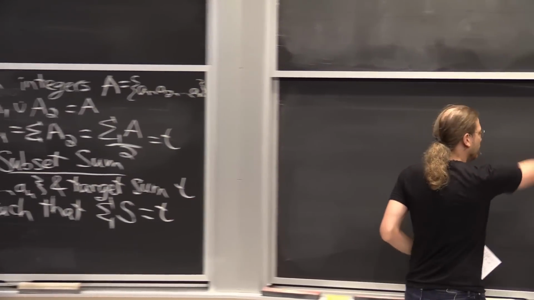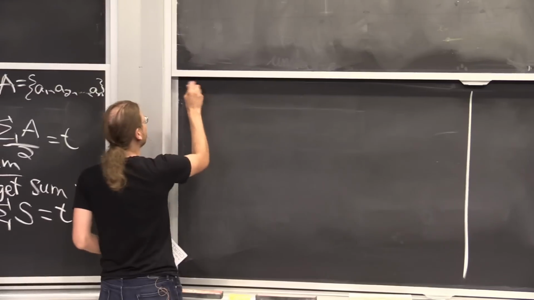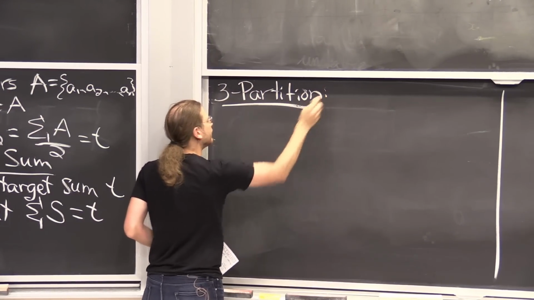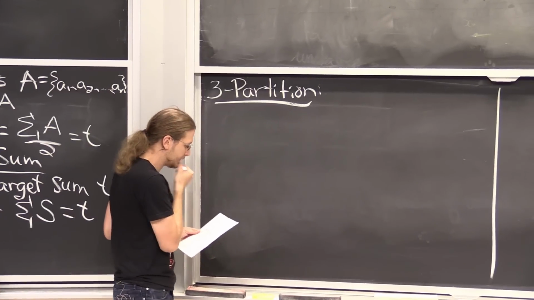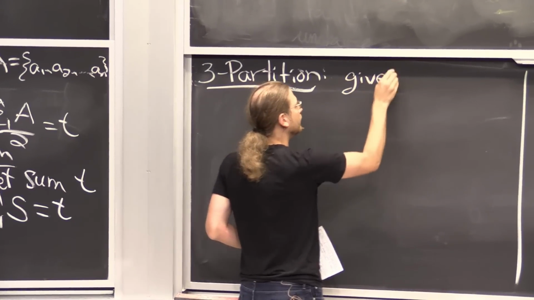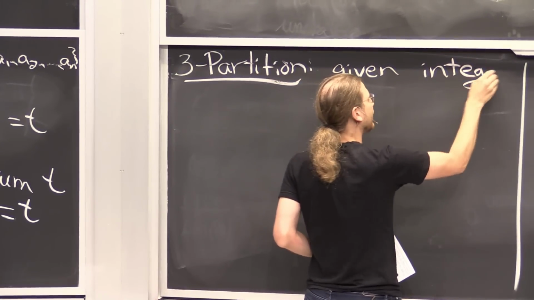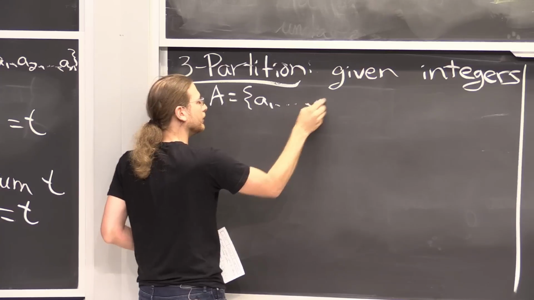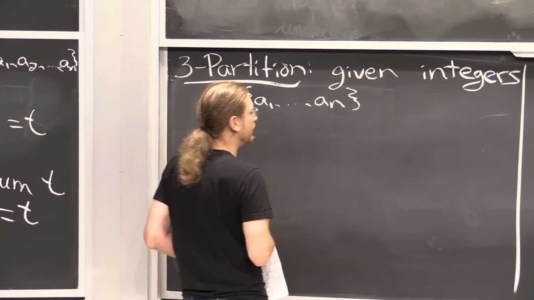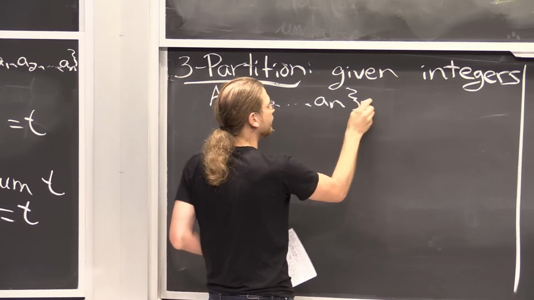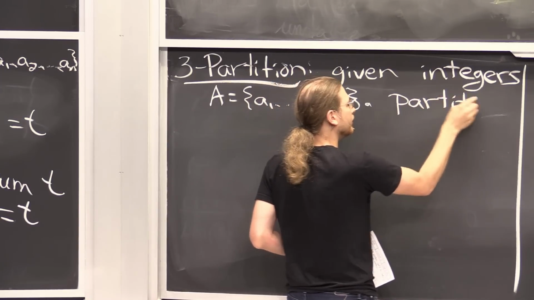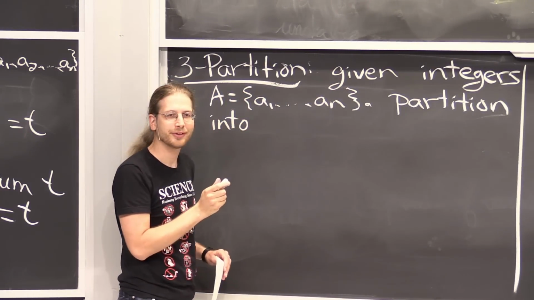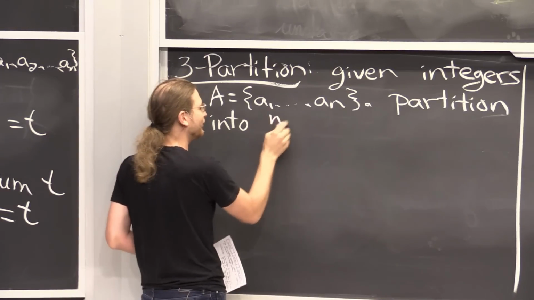All right, so let's go to three-partition, my favorite NP-complete problem. The start is the same: given integers a1 up to an. We're not given a target sum. What we'd like to do is partition that set A into how many pieces? 3? Nope. n over 3.